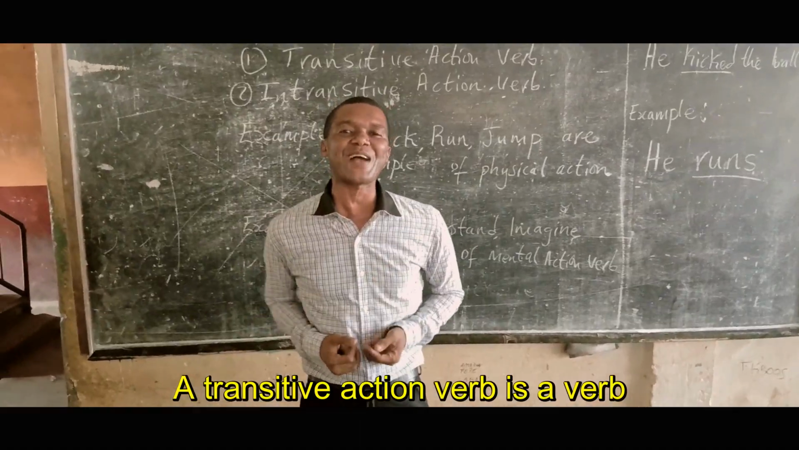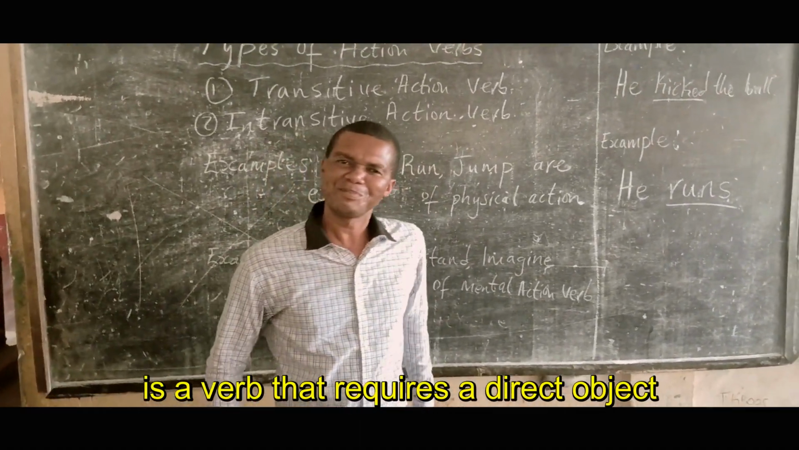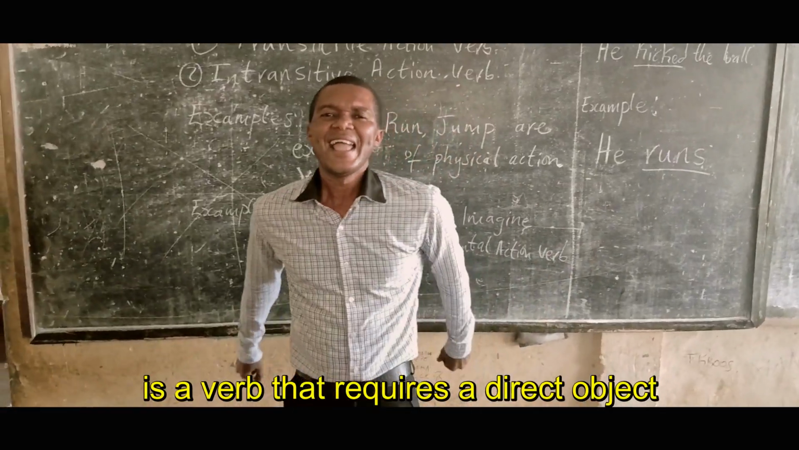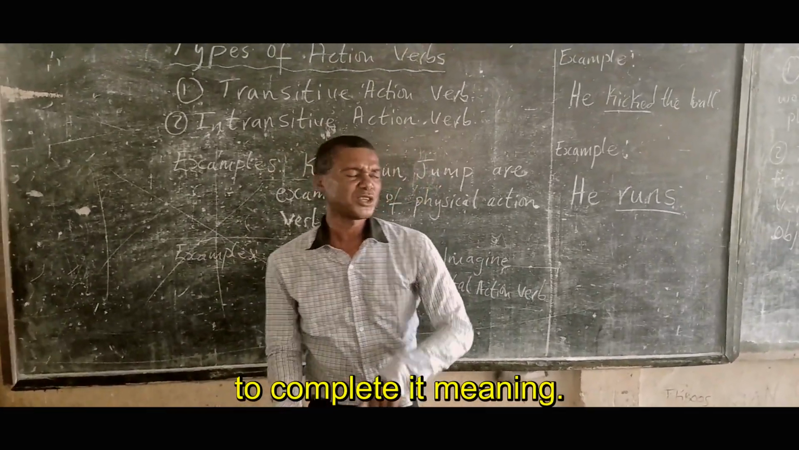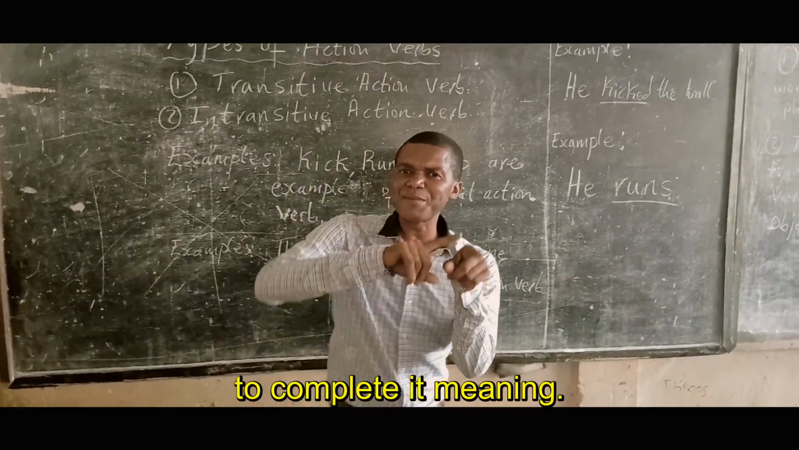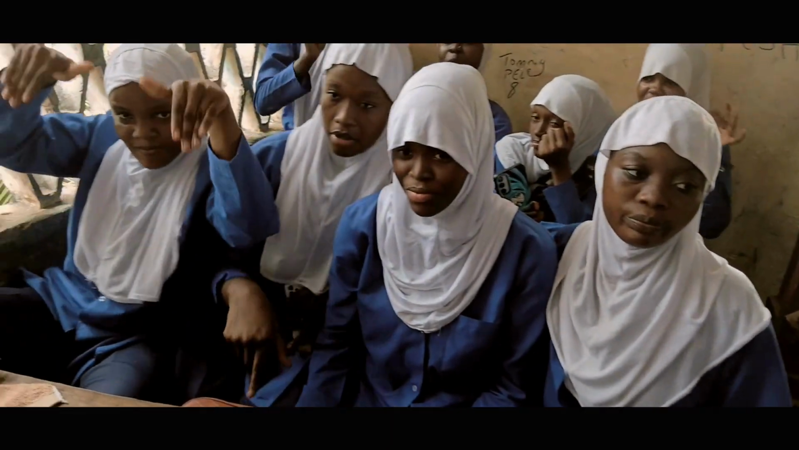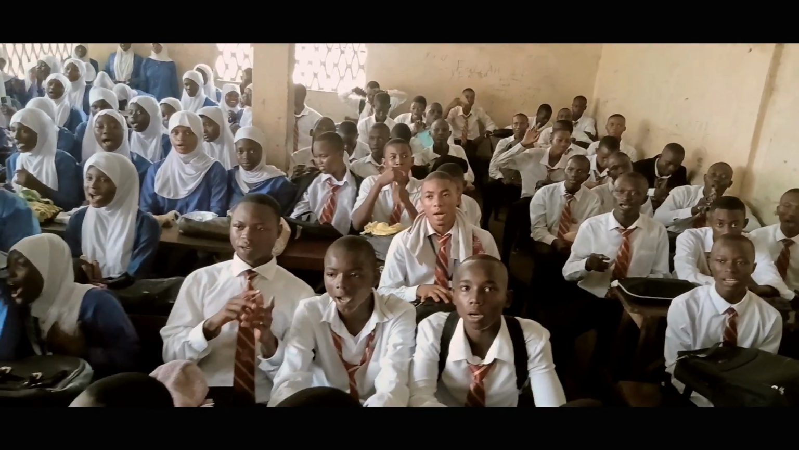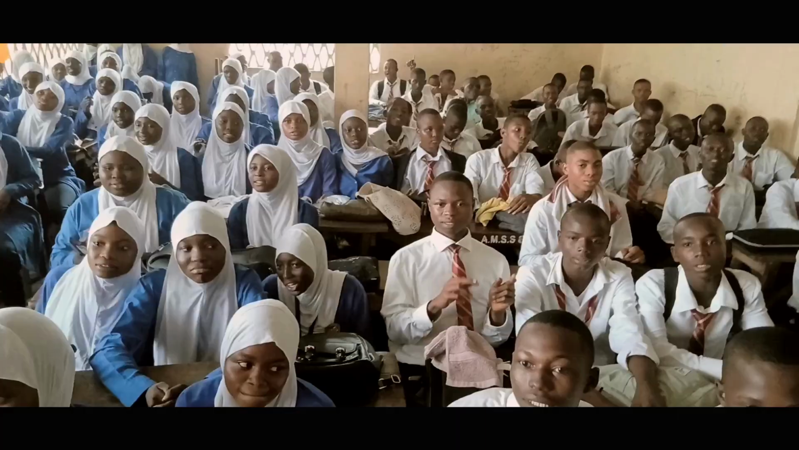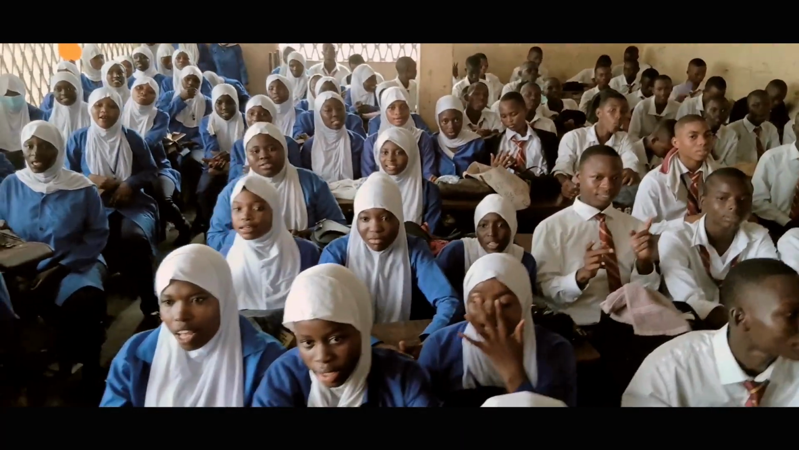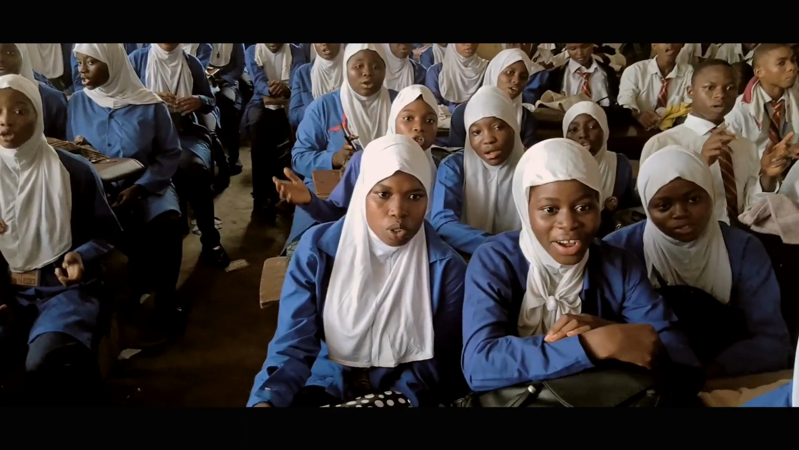Transitive. Transitive action verb is a verb that requires a direct object to complete its meaning. Repeat. A transitive action verb is a verb that requires a direct object to complete its meaning.